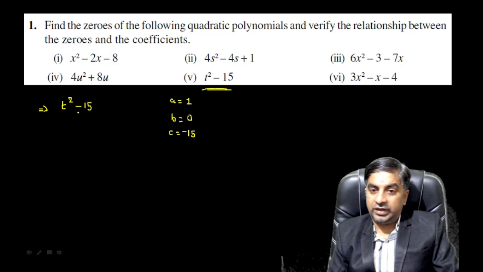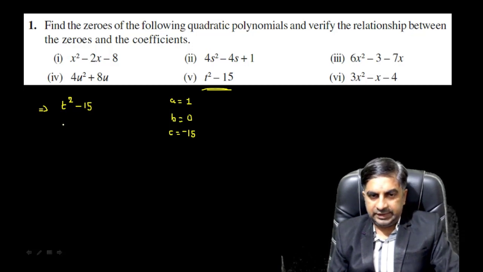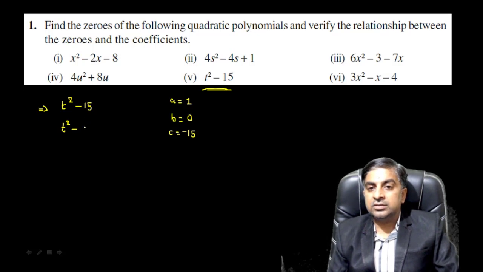Okay, now there are 2 ways to factor. Directly t square minus 15, you can convert this into a square minus b square.